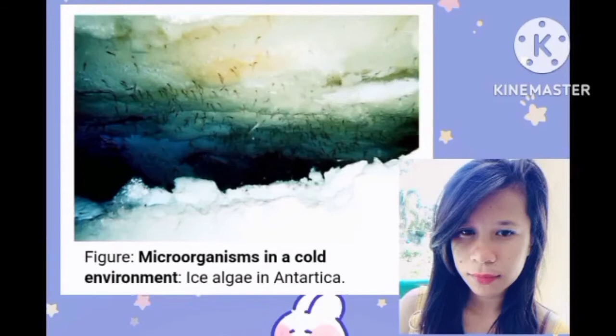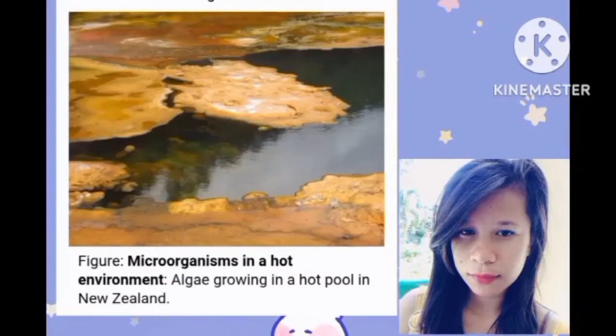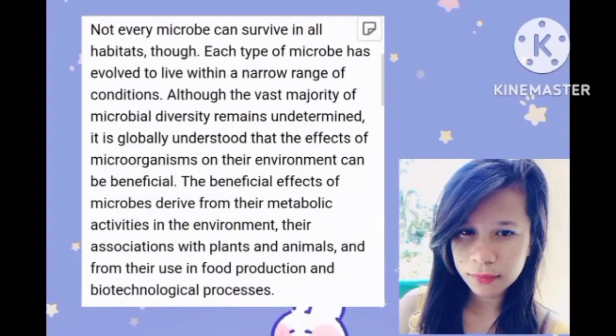Here is the figure of microorganisms in a cold environment, which is the ice algae in Antarctica. Another figure shows microorganisms in a hot environment, which is algae growing in a hot pool in New Zealand. Not every microbe can survive in all habitats, though; each type of microbe has evolved to live within a narrow range of conditions.